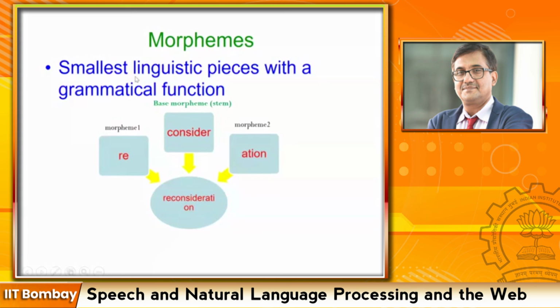Now, morpheme is the smallest linguistic piece with a grammatical function. So if I have the word reconsideration, then re is morpheme 1, ation is morpheme 2, and consider is the base morpheme or stem. So re means repeat, and ation converts a verb to a noun. So very definite grammatical functionality. Okay, so re is a semantic property of the word, indicating repetition, and ation is a grammatical property which changes the part of speech of the word reconsideration.